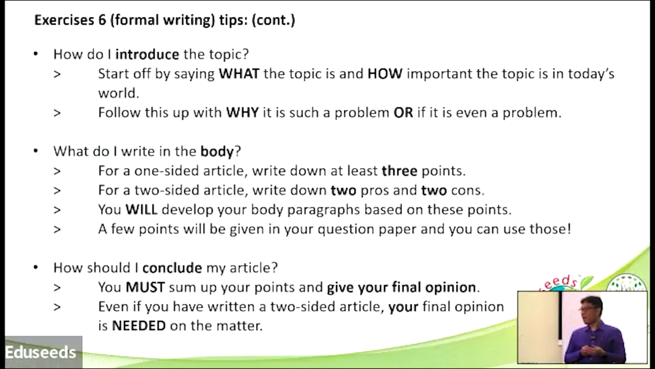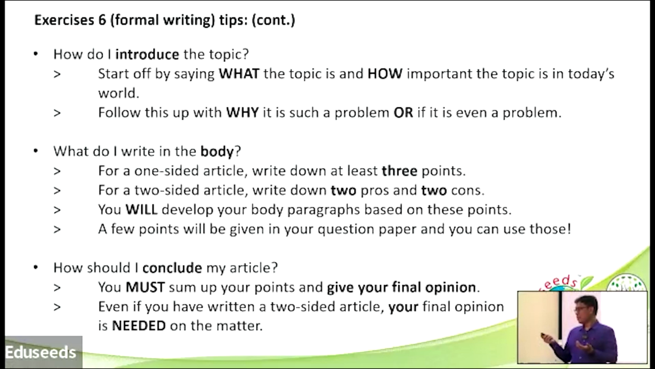Next question. What do I write in the body paragraph of my essay? For a one-sided article, you should write a minimum of 3 points. Expand these points equally to match your word limit. For a two-sided article, write down 2 pros and 2 cons, 2 advantages, 2 disadvantages. Again, make sure your word count matches accordingly. You will develop your body paragraphs based on the points. If you are provided with certain points or hints, use that. Develop your body paragraphs of your essay.